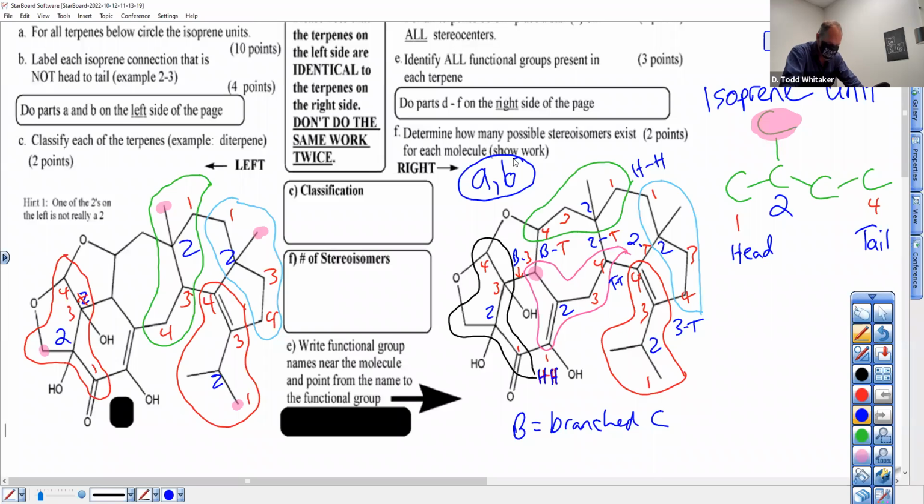All right, A, B. C, they got a box for C. This one has 5 circles. Yep. That's 25 C's. It's not one of the monos or dis or tris, is it? It's the short one. C terpene.